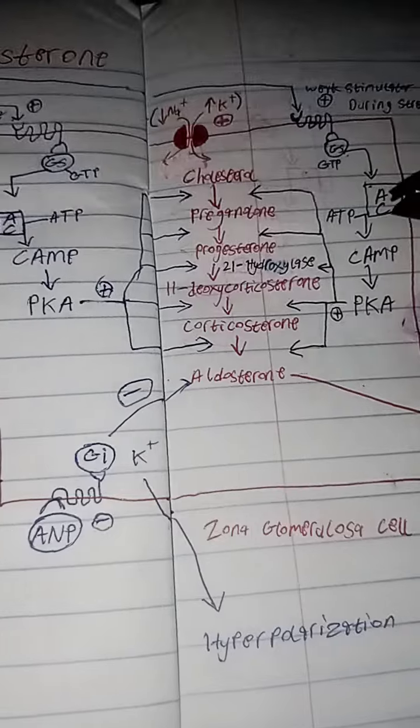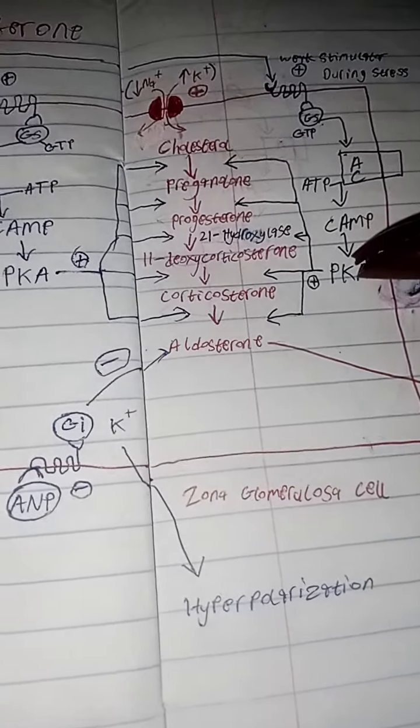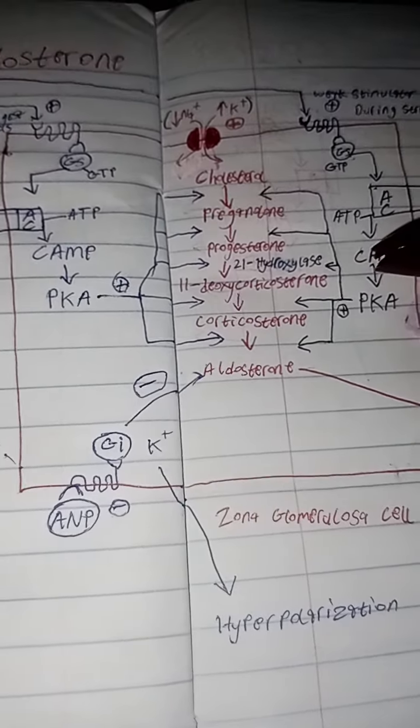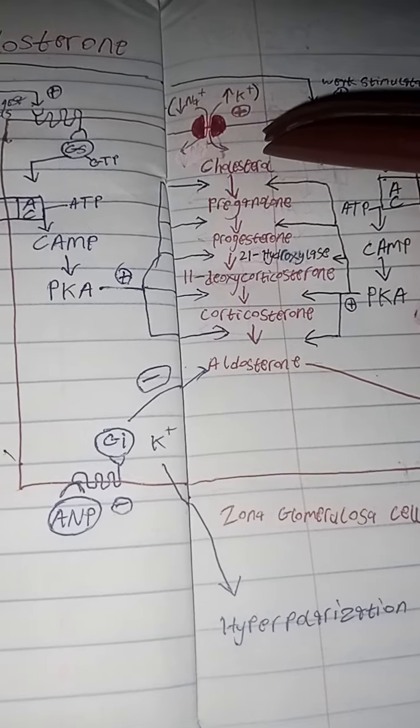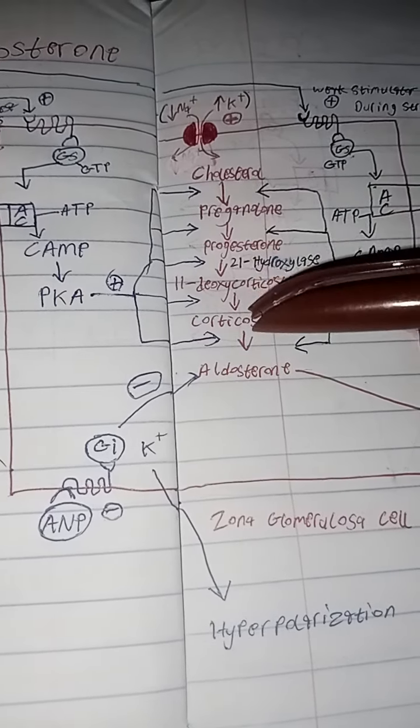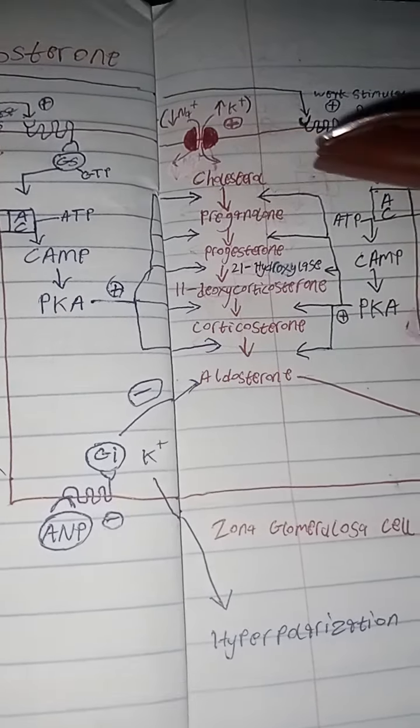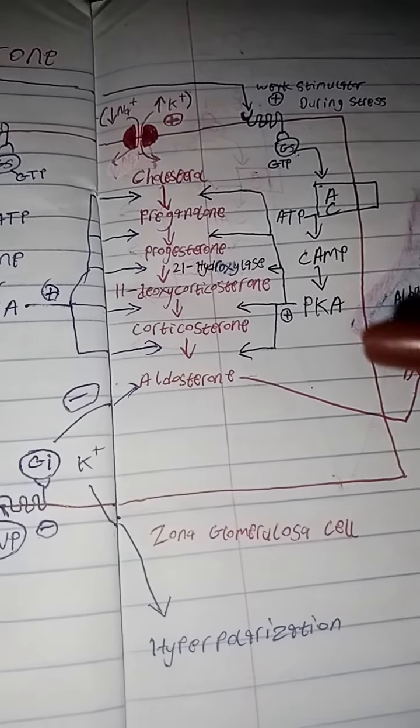Now both of them work by the Gs system, which eventually produces protein kinase A. And protein kinase A phosphorylates the enzymes that take part in this reaction, which produces aldosterone from cholesterol. Aldosterone is a steroid hormone, so it needs cholesterol.